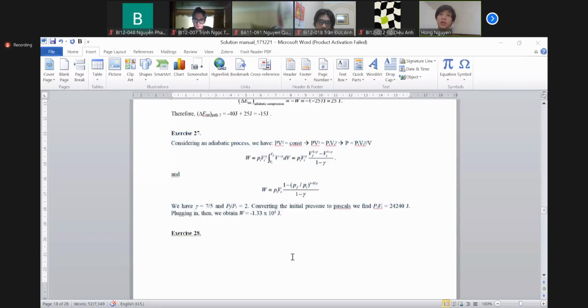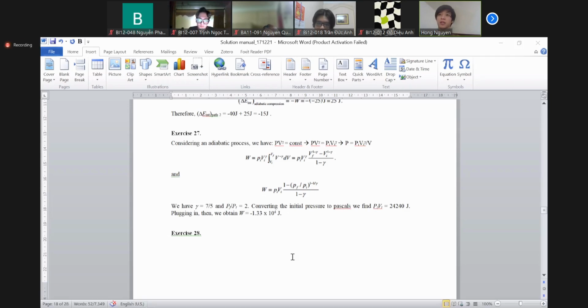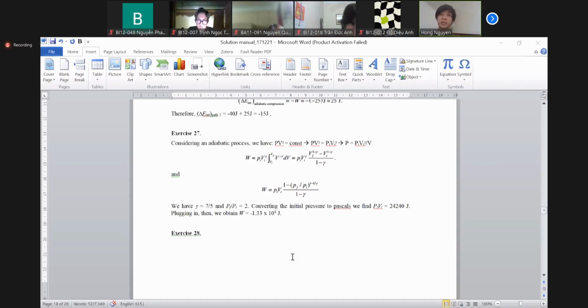Let me check if someone has the solution for number 28. Quỳnh Trang and Quang Vinh, Quỳnh Trang and Trung Anh. Next time when you send the file to me, I ask you to rename the file already. Good, Quỳnh Trang. Yeah, and Quỳnh Trang also has the solution for 28. Very nice handwriting.